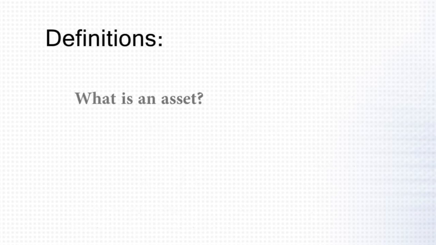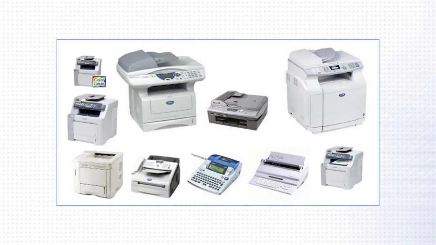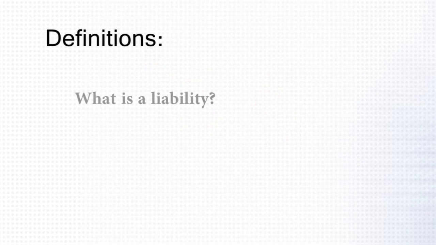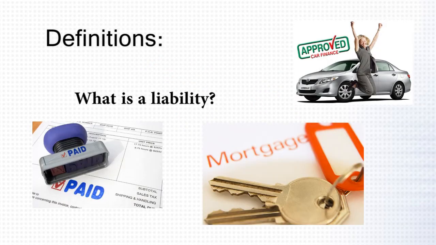Definitions. What is an asset? An item of economic value owned by an individual or business that could be converted to cash. Some examples: accounts receivable, inventory, equipment, real estate, cars, etc. What is a liability? An obligation to pay an amount in money, goods, or services to another party. The balance sheet lists the liabilities, also called debt. Examples: accounts payable, notes payable, and salary payable, etc.